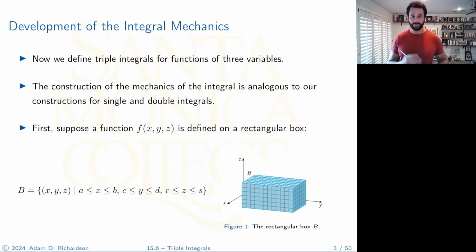All right, so first we're going to define a triple integral for functions of three variables. The construction is pretty much the same as what we've seen before. We're going to suppose that we have a function of three variables f that is defined on a rectangular box in space. Maybe we can describe the box like so. It's B, the set of all points in R3, where x is between A and B, y is between C and D, and z is between R and S. So that's what you have right here.